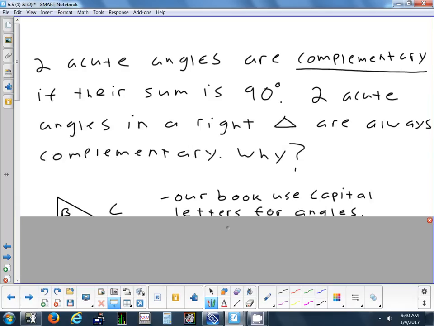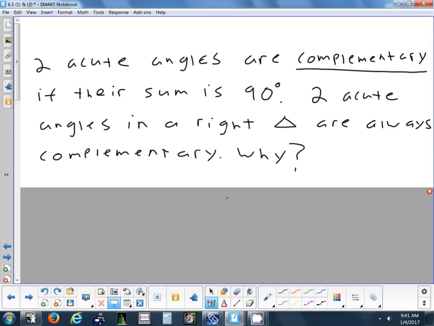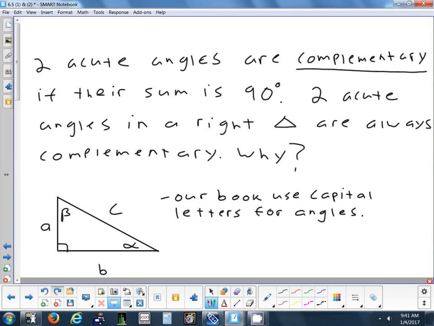All right, I think we already answered this question, kind of. Two acute angles in a triangle, or two acute angles in general, are complementary if they add to 90. That's what complementary means, they add to 90. And I'm saying that these two angles right here are always going to be complementary. Why do those two that I circled in blue always have to be complementary? Why do they have to add to 90?